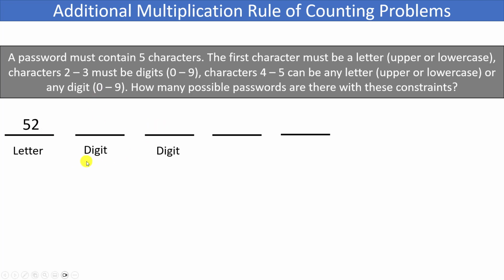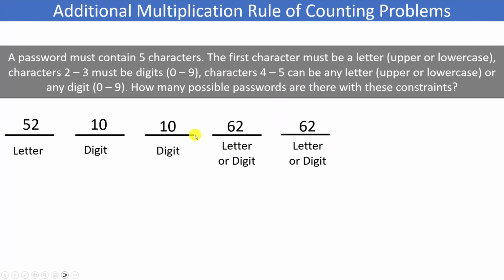Characters 2 through 3 must be digits, anywhere from 0 through 9. Well, there are 10 digits from 0 through 9, so there are 10 options for each of those outcomes. And then the very last two characters can be any letter or any digit. There are 52 different letters, including upper and lowercase, and there are 10 digits. So altogether, there would be 62 outcomes for each of those two events.